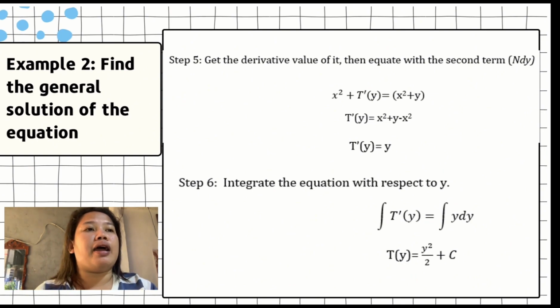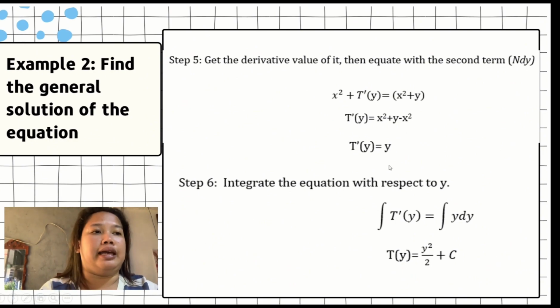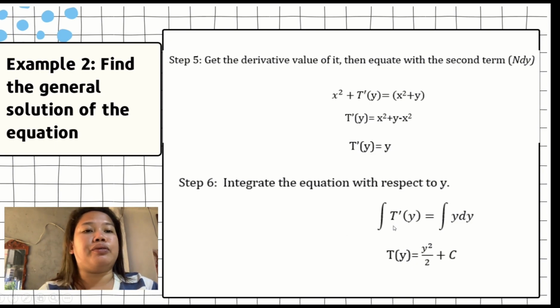So we now have t prime of y, since this is positive x squared on the right side and negative x squared, added together it will be 0. So the answer would be t prime of y is equal to y only. Now, we have to integrate the equation with respect to y for our step 6. So integrating this equation, we can now have the integral of t prime of y is equal to the integral of y dy.